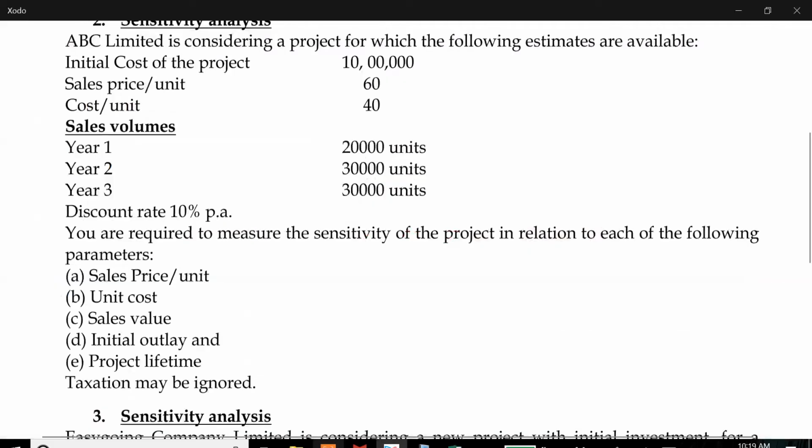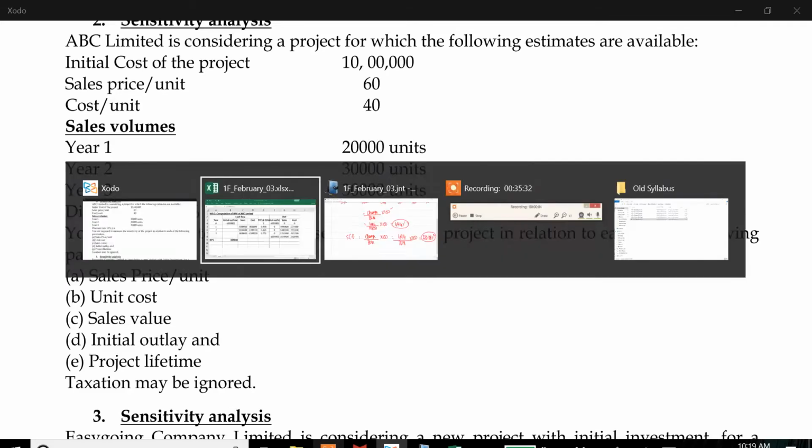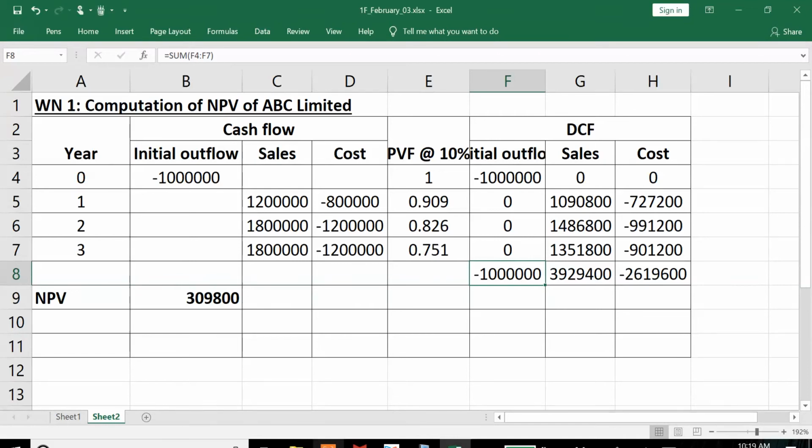So the change for selling price is going to be 30800. Unit cost is going to be 30800. Sales value is going to be 30800. Initial outlay is going to be 30800. Base is what we are going to discuss. Selling price, what will be the base? If selling price is the parameter to be taken, what will be the base? Think and then participate. Let's discuss selling price and sales value, these two alone. What should be the base for selling price and what should be the base for sales value? Is the change.